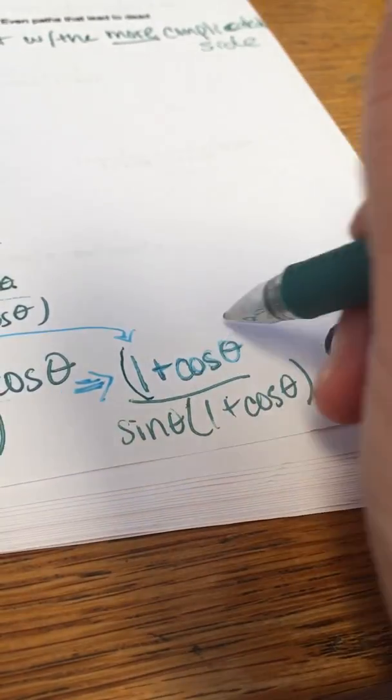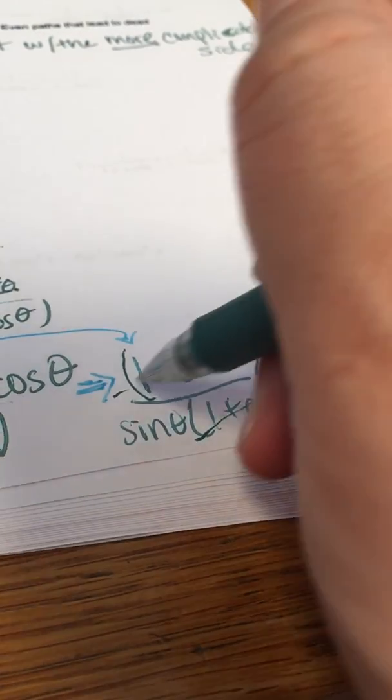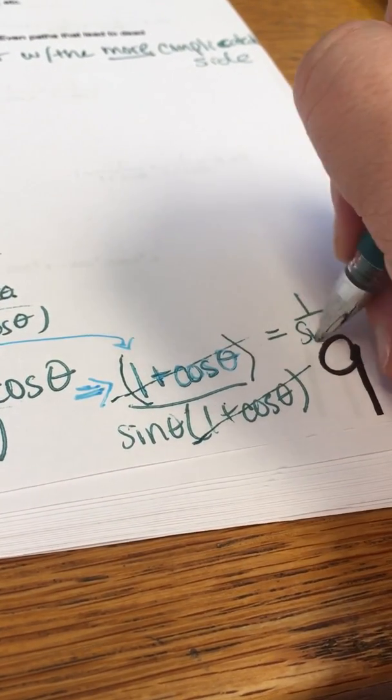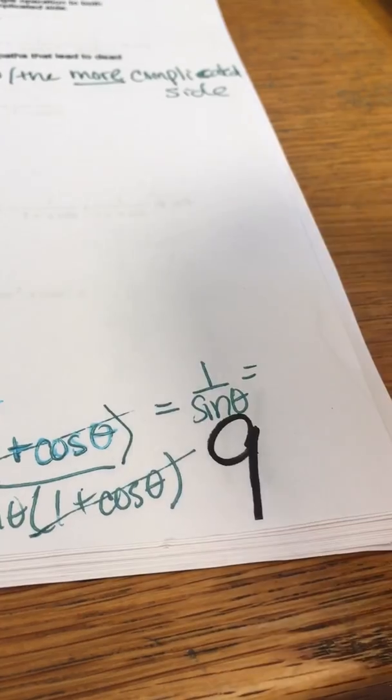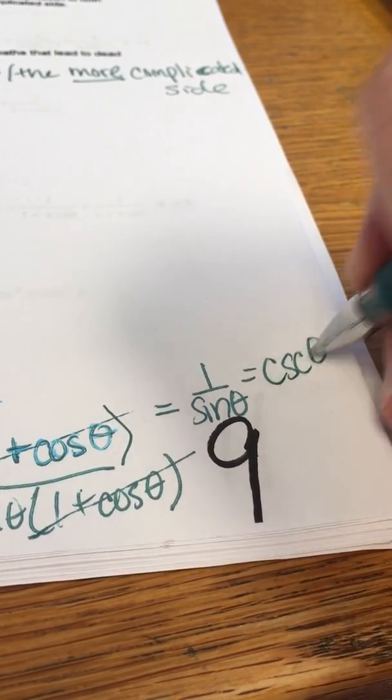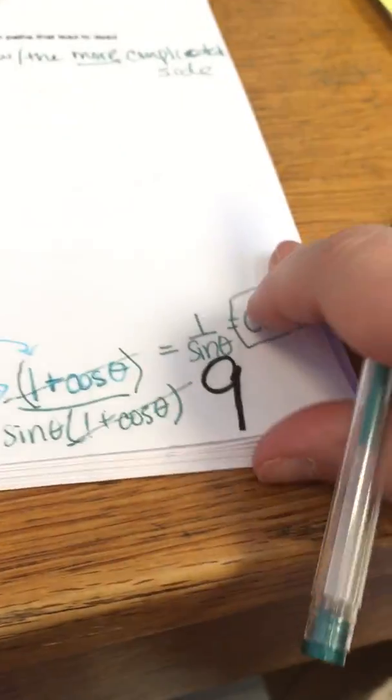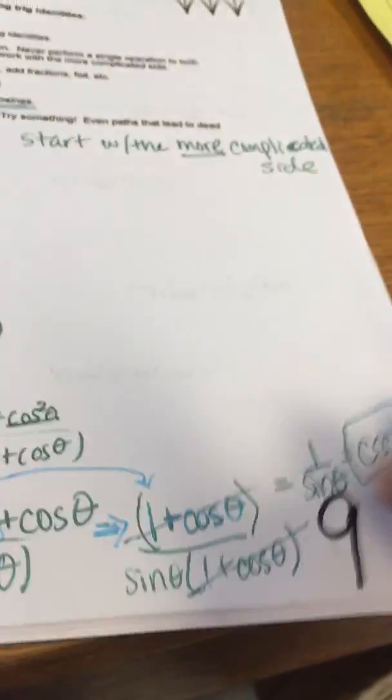Now I'm glad I did distribute here on the bottom, because this whole top cancels with that whole parentheses here. So in other words, I have 1 over sine theta, which is my cosecant. Yay, that's what he wanted. So I know where I want to end. I just got to work along the way to get there.